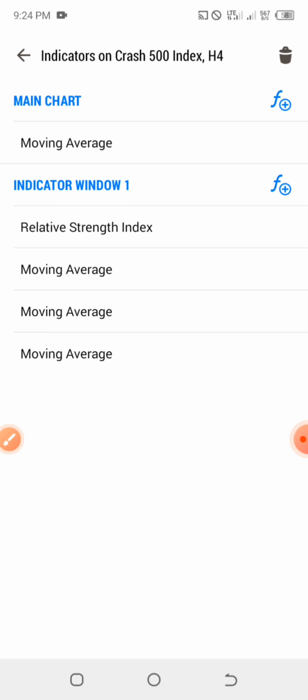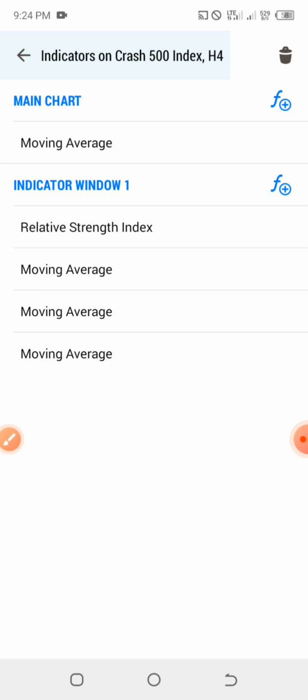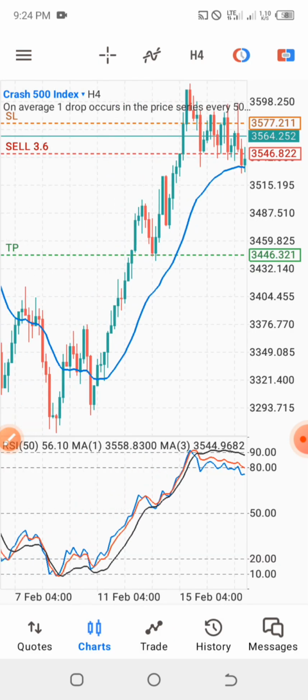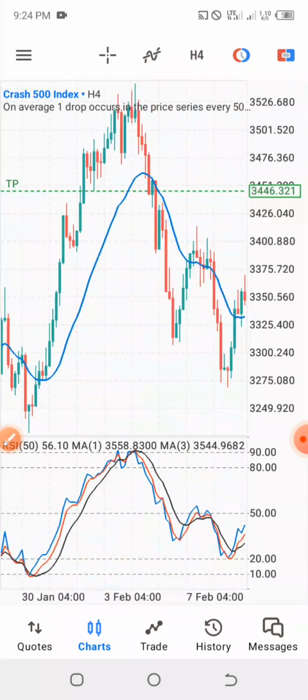And the last but not the least indicator we are going to be adding is also a moving average. Search for your indicator with F plus, search for moving average, and these are the last parameters for the third moving average. The period is 9, shift is 0, the method is exponential, also applies to low, and this time I'm going to be using a black color. So click on save, and this is how your chart is going to look like.